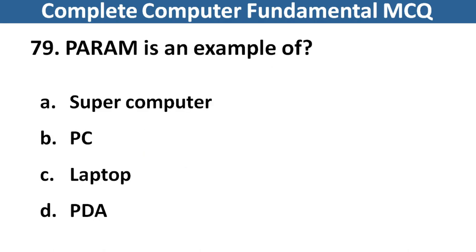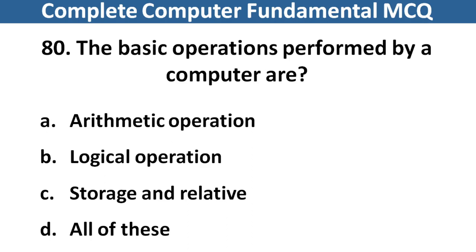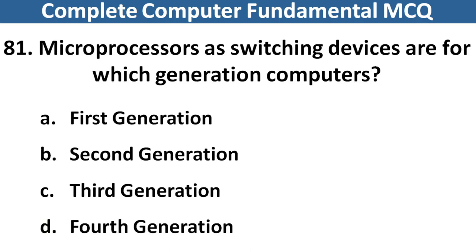Next question. PARAM is an example of. Right answer is option A, supercomputer. Next question. The basic operations performed by a computer are. Right answer is option D, all of these. Next question. Microprocessors as switching device are for which generation's computers? Right answer is option C, third generation.